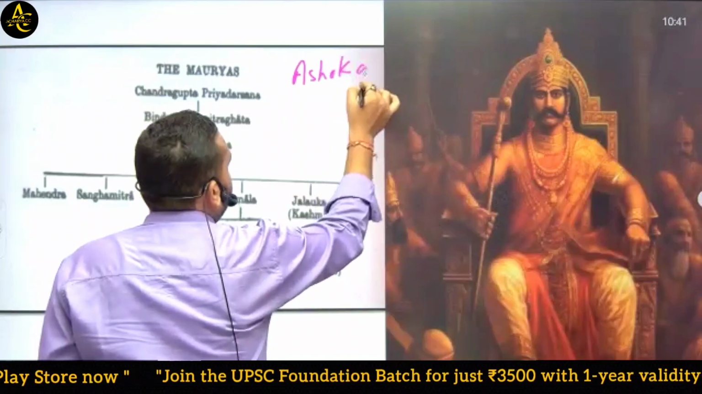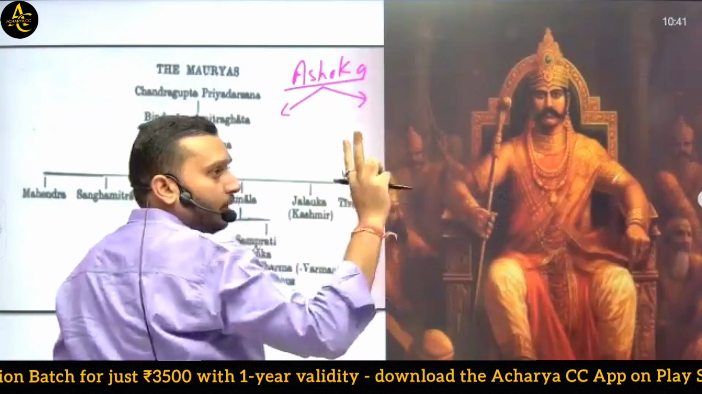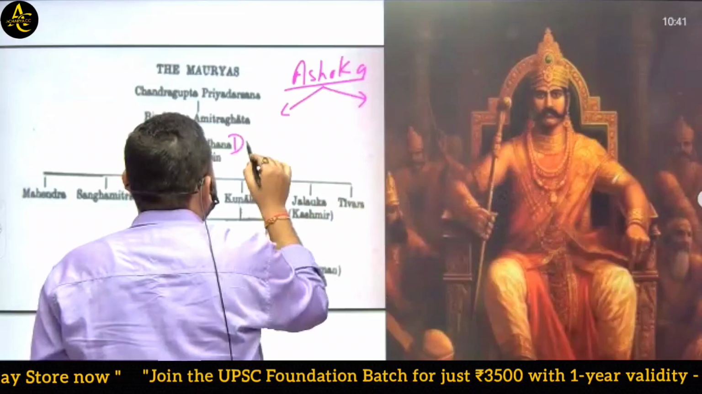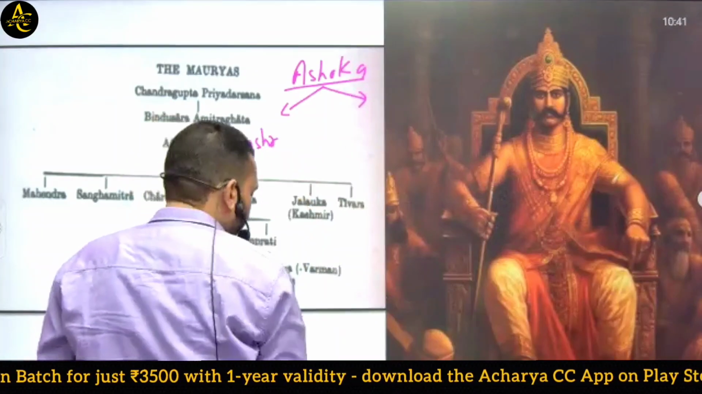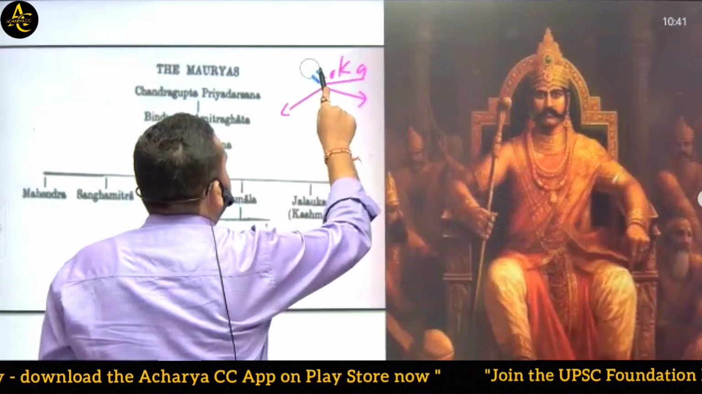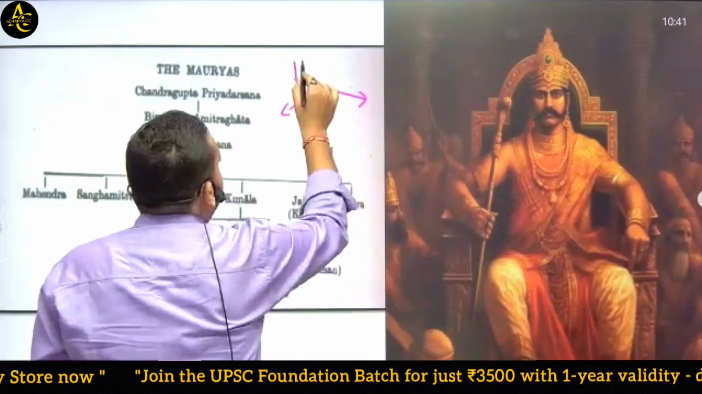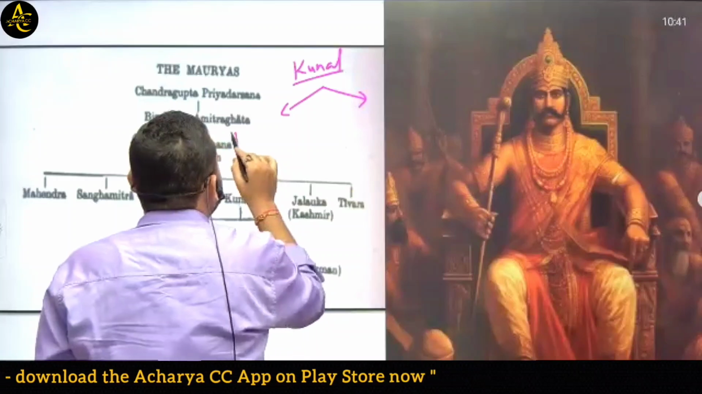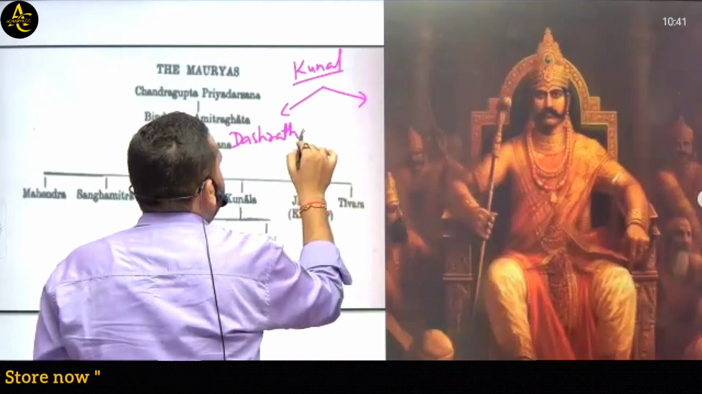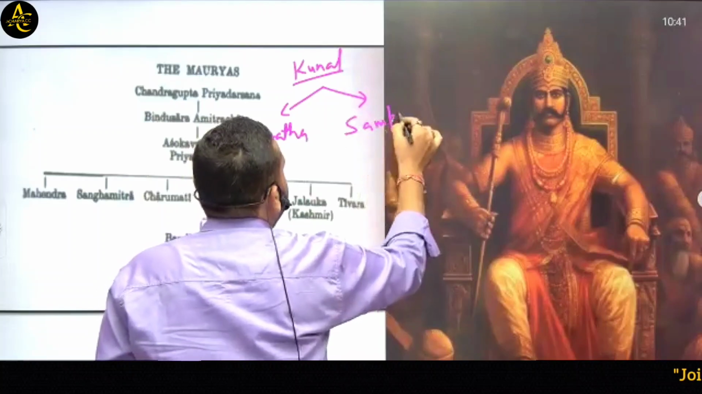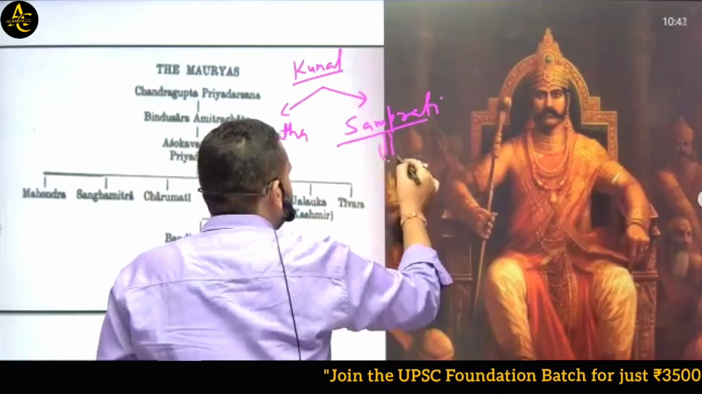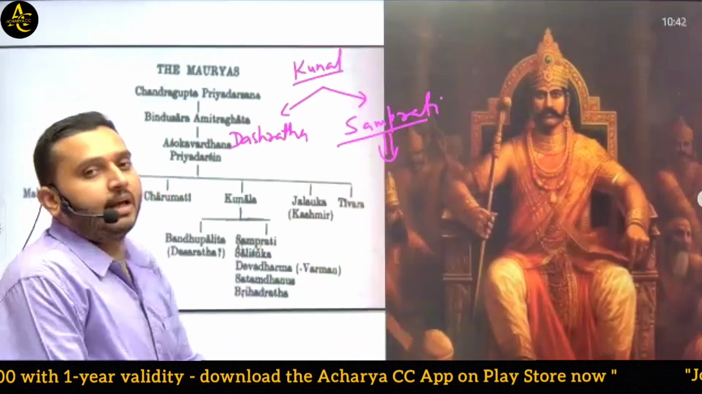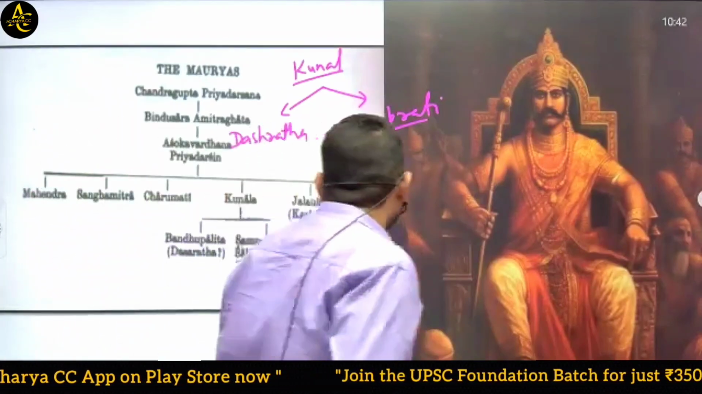After Ashoka, Kunal became the king. But then the empire divided into two parts. One region was led by Dasharatha and the second one by Samprati. As Samprati ruled in Pataliputra, this branch is known as the official branch of the Mauryan Empire. The rest was obviously declining slowly.